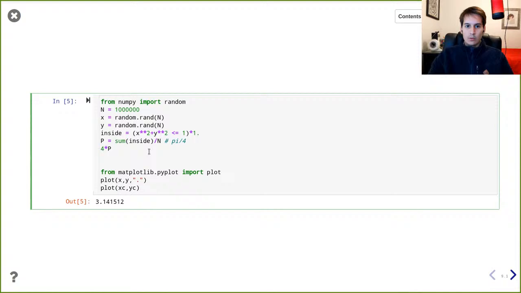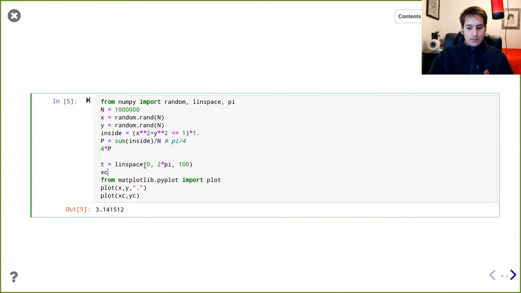So I'm trying to do a circle here. I just write it. And I need to import pi. 0, 2 times pi. And x circle equals cosine, sine. I'm not sure if I have shown this, but you can also define 2 variables in the same line by doing this.